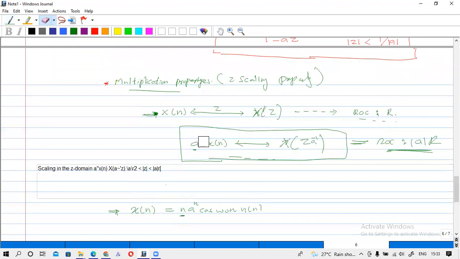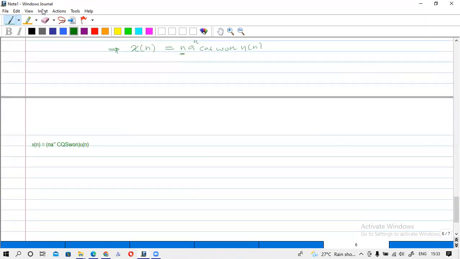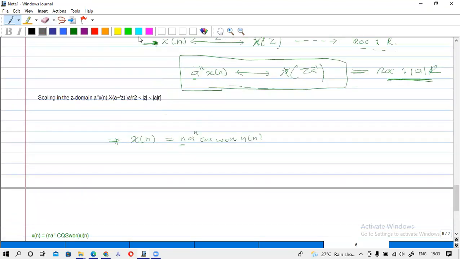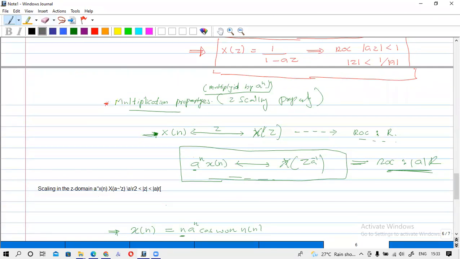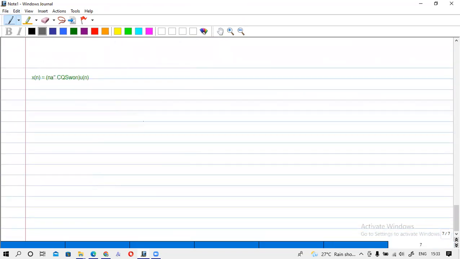Let me tell you another property, which you should also learn. So this is the multiplication property, where the signal is multiplied by the scalar value a^n. Let's keep this property in mind. There is another property, so I will write it here.